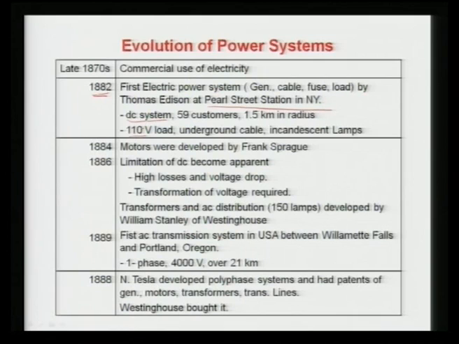At that time, a high voltage DC system was not possible, because there were several problems with generation, because DC generators were used, and also to transmit the power, insulation and other problems were there.